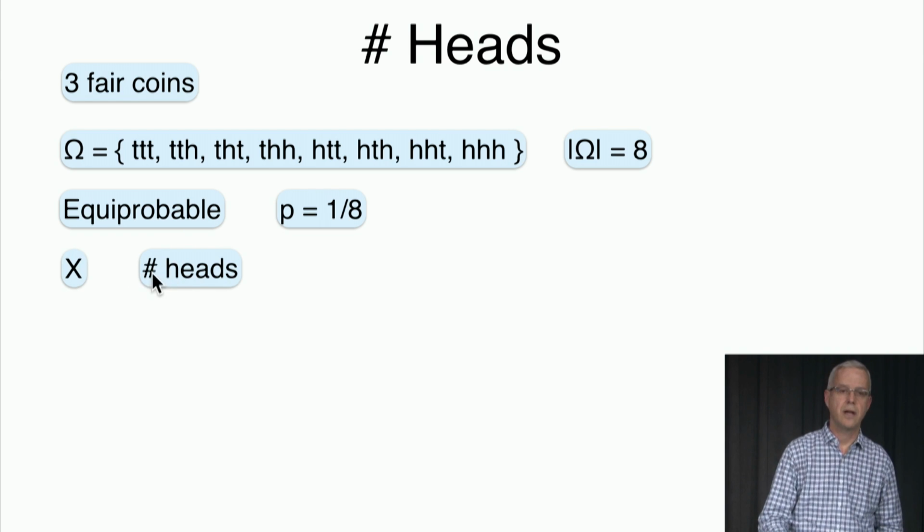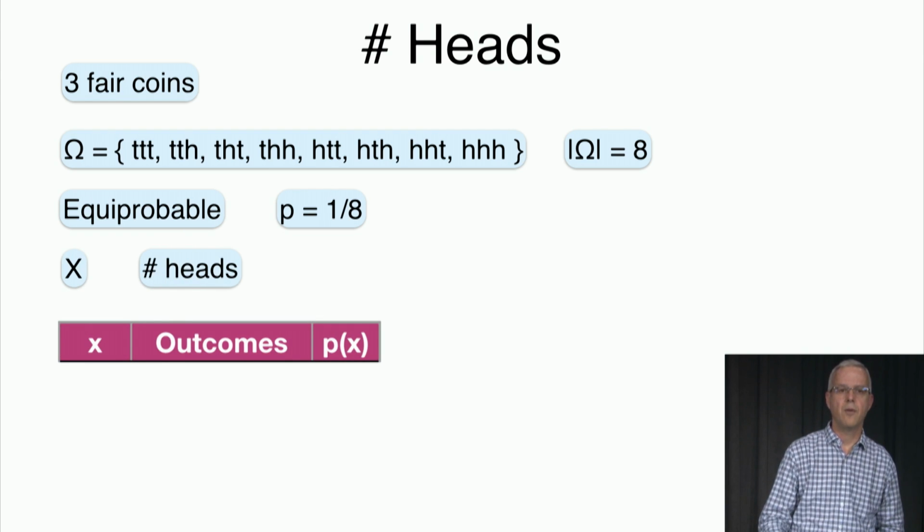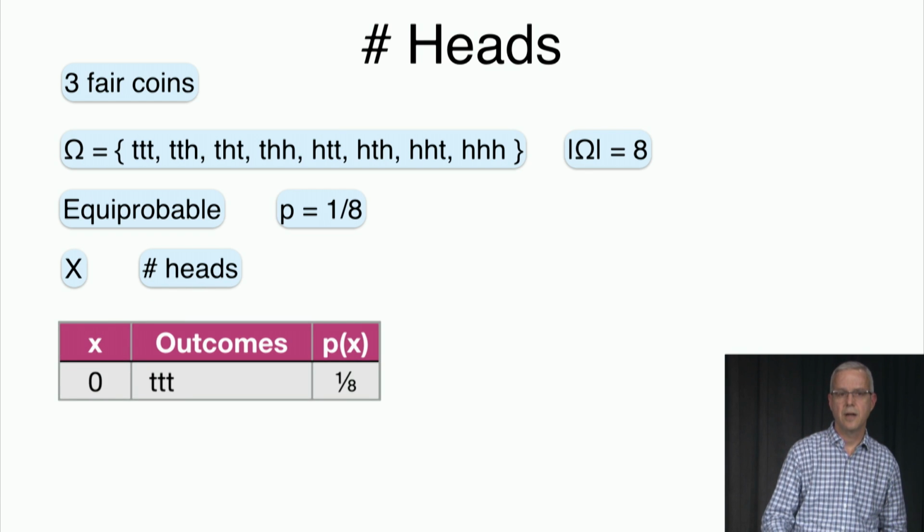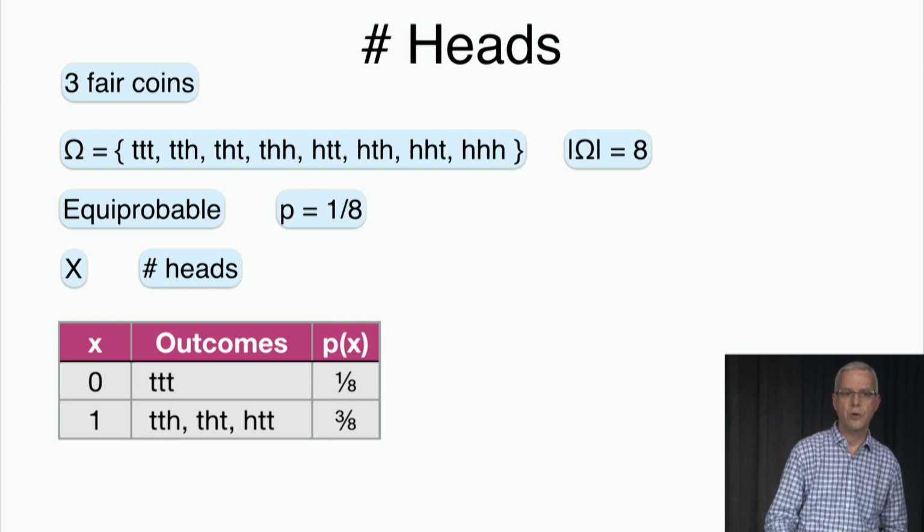So if we let x, our random variable, denote the number of heads, which is a random number, then we can write the possible values of x. The lowest x could be is 0, which happens when you have tails, tails, tails, and that has probability 1/8. Or it could be 1, which happens when you have tails, tails, heads, or tails, heads, tails, and so on. There are 3 possibilities here, each with probability 1/8, so the total probability of observing one head is 3/8.